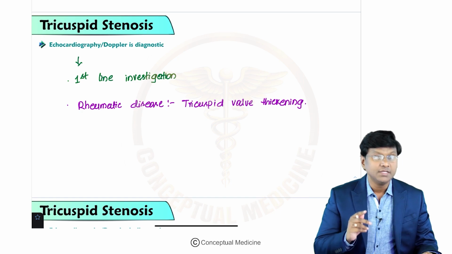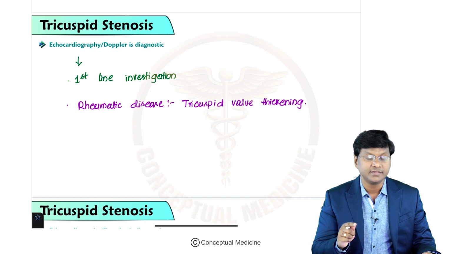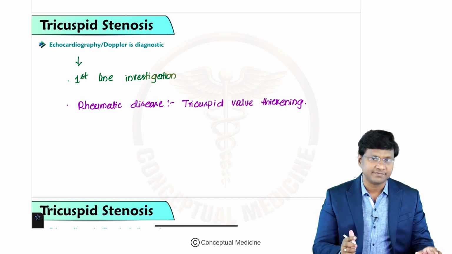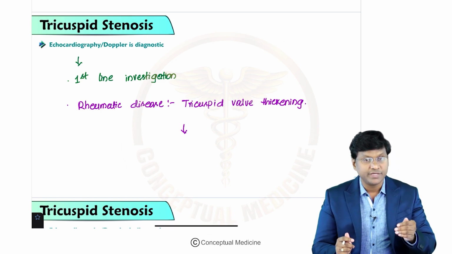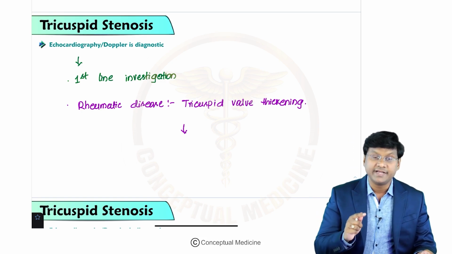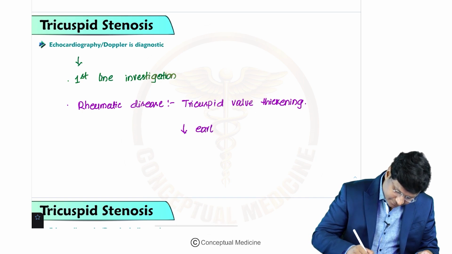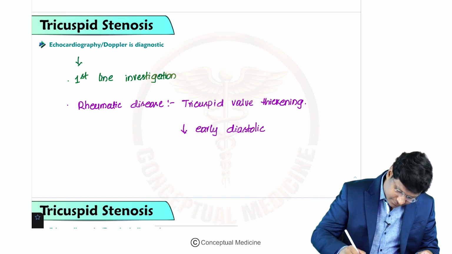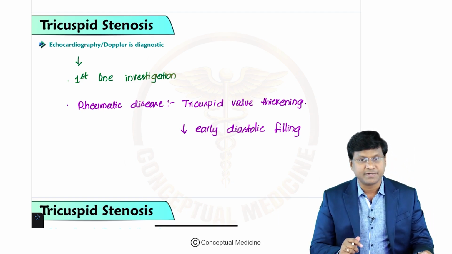And the other important thing is there will be decreased early diastolic filling slope of the tricuspid valve. Because you have the tricuspid stenosis, the flow of blood from the right atrium to the right ventricle is decreased. So there will be decreased early diastolic filling slope of the tricuspid valve.